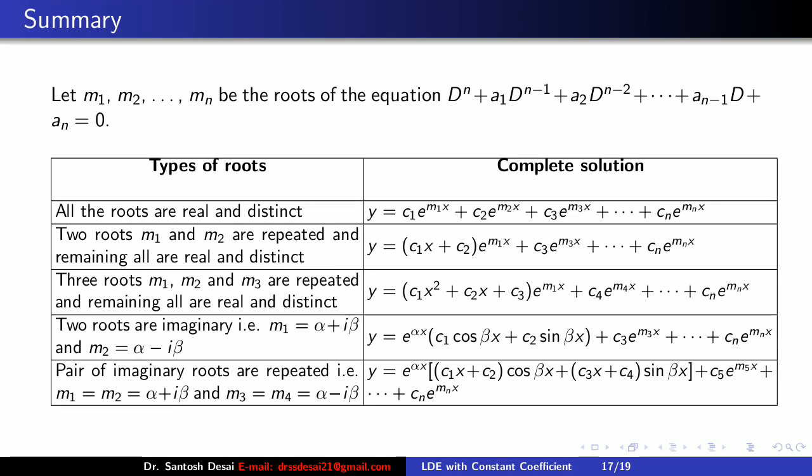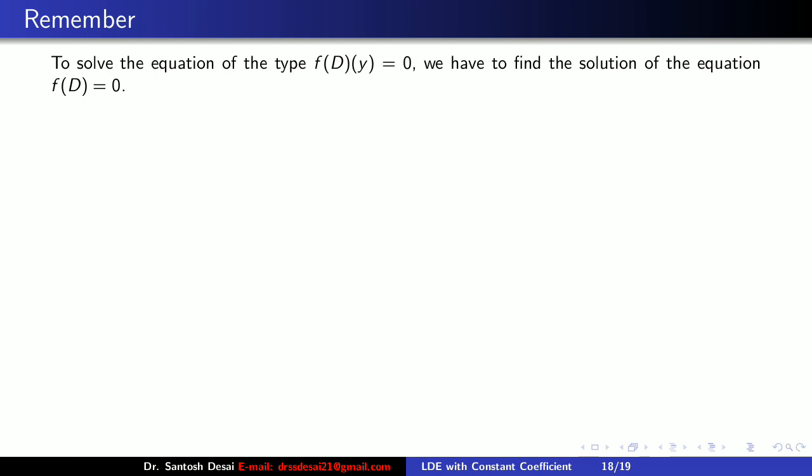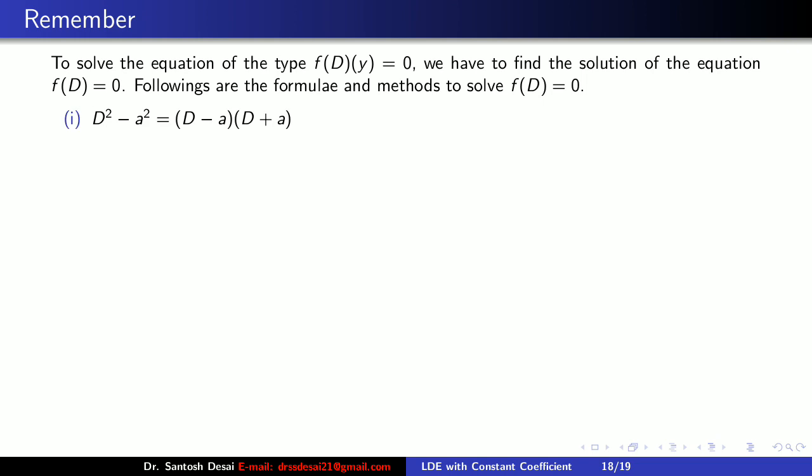Now while finding the complementary function, we need some formulae. So you have to remember the following formulas. Already you have studied this, just I recall here. So first one, D² - a² = (D - a)(D + a). Here I am writing the formulas in terms of D. So you please note this because we are going to use this formula as it is while solving the examples.